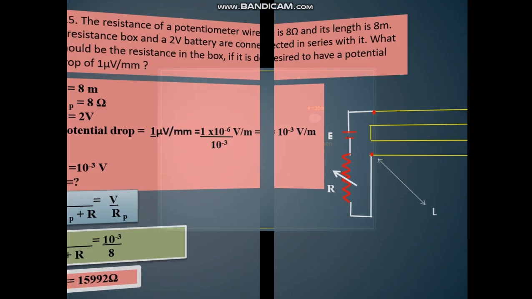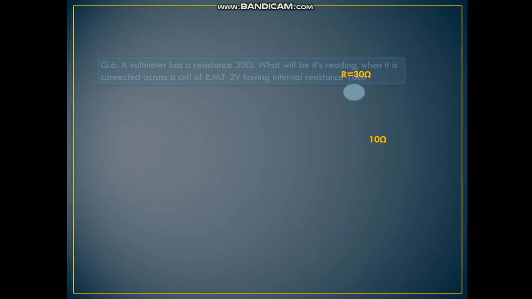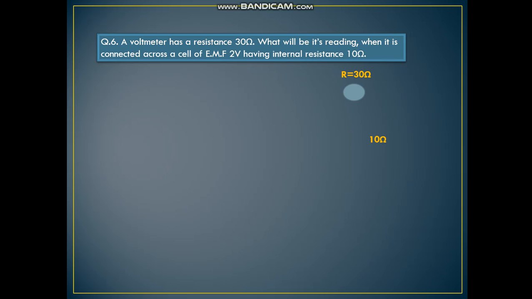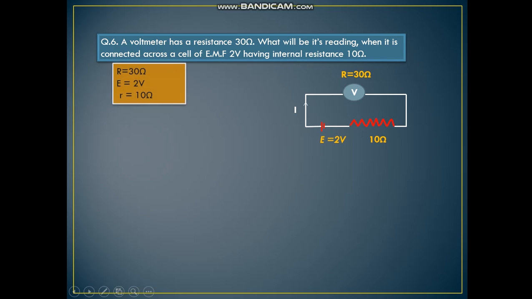So next time we will do the problems, numericals of voltmeter. A voltmeter has a resistance of 30 ohms. What will be its reading when it is connected across a cell of EMF 2 volt having internal resistance of 10 ohms? So R is equal to 30 ohms, and we have this resistance 10 ohm connected in parallel with the cell. E is equal to 2 volt. So R is 30 ohms, E is 2 volt, small r is equal to 10 ohm.